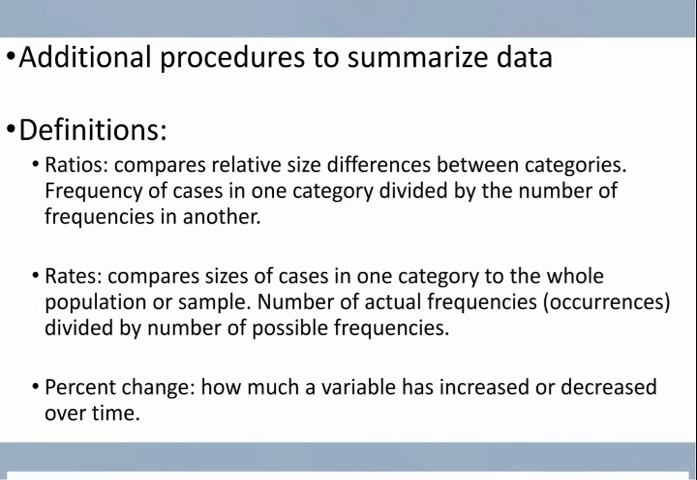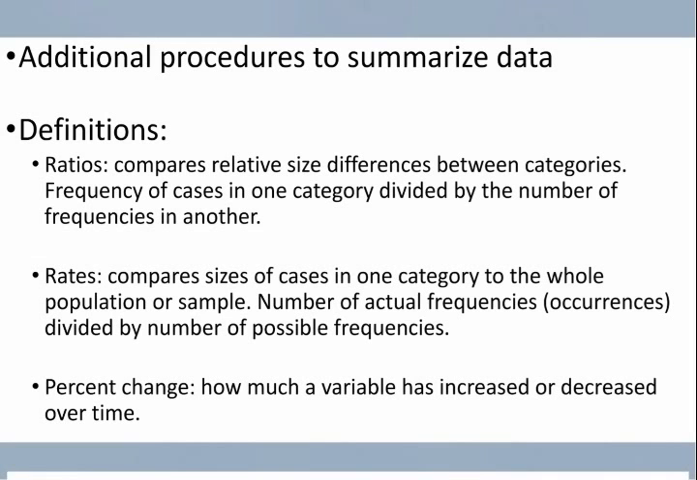So we hear rates all the time. When you're hearing about, for example, the Ebola outbreak, the number of incidences of people who had gotten Ebola compared to the entire population is a rate, right? We hear of homicide rates, we hear of crime rates. All of these are the number of crimes or the number of homicides compared to the entire population of a city.